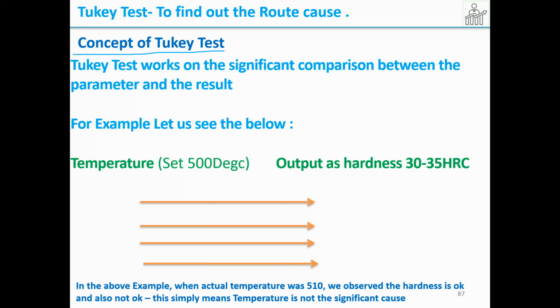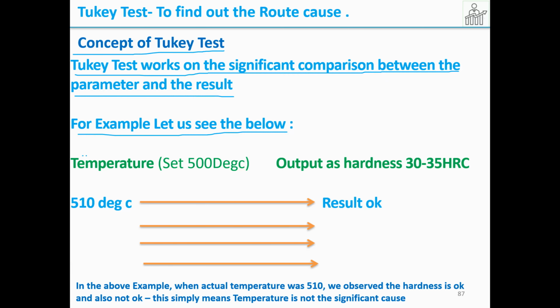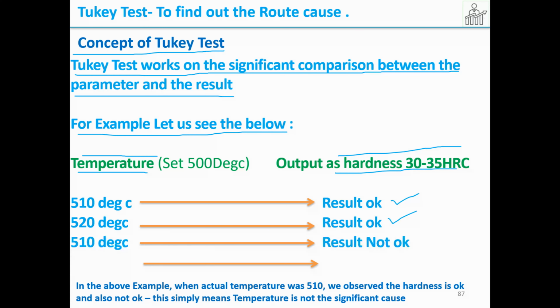So, the concept of the Tukey test. The Tukey test works on the significant comparison between the parameter and the result. For example, let us see the below. They have taken temperature as an input parameter and hardness as the output parameter. So it is around 30 to 35 HRC. When the temperature was 510 degree, the result was okay. That means hardness is okay. In case 2, the temperature is 520 degree, and the result is also okay. In case 3, it is 510 degree, and the result came not okay. And again 510 degree, the result was okay.